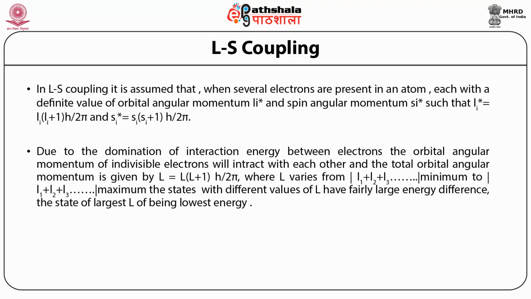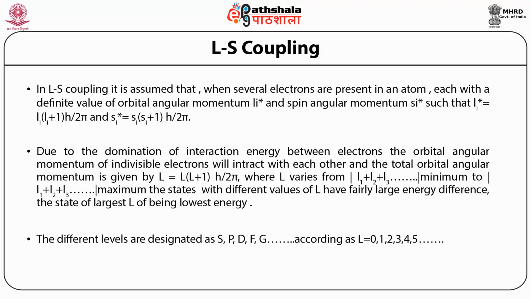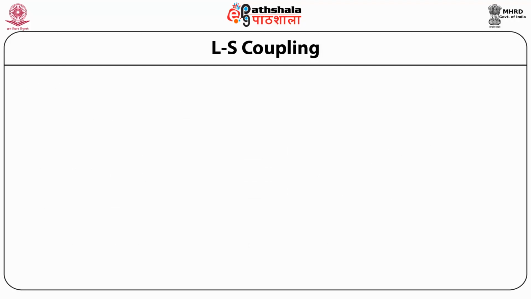The states with different values of L have fairly large energy differences, the state of largest L being lowest in energy. The different levels are designated as S, P, D, F, G and so on, according as L is equal to 0, 1, 2, 3, 4, 5 and so on.